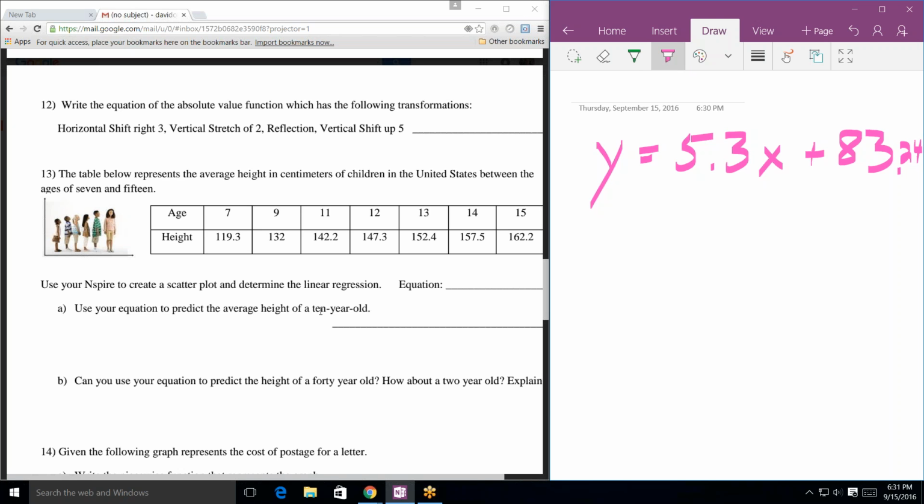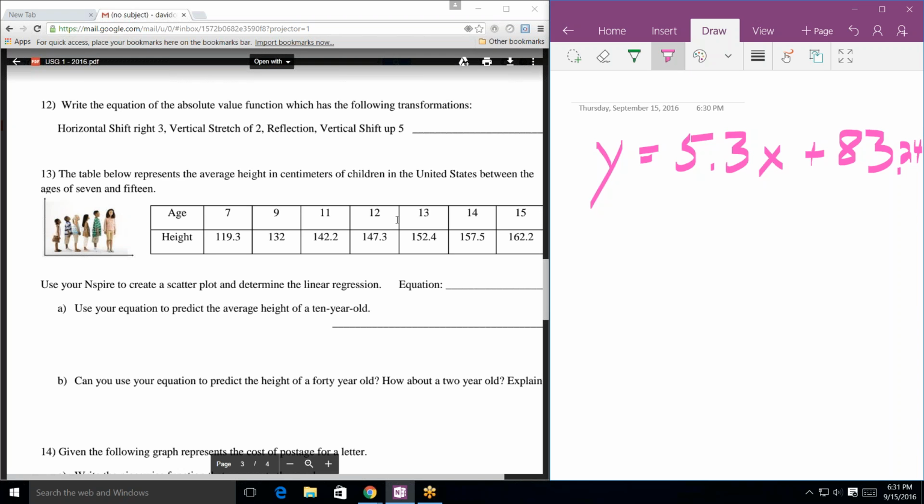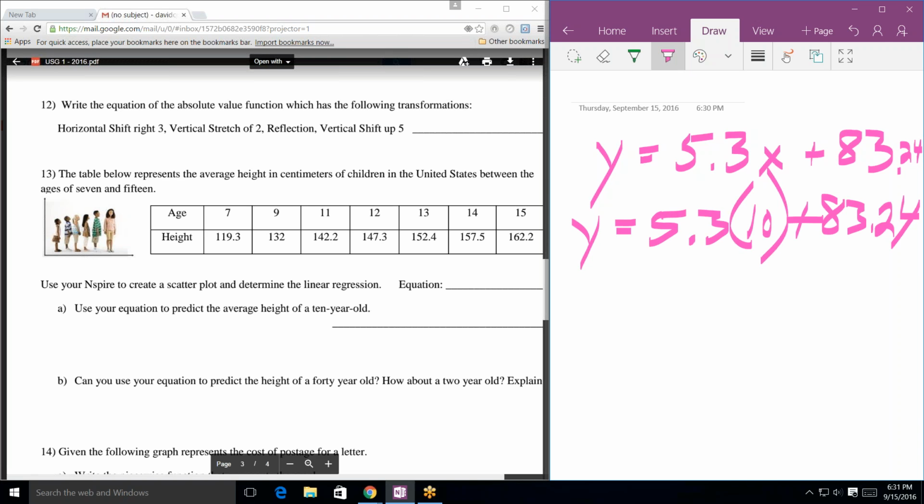You'd use your scatter plot and the line of best fit. No, you use this equation and x equals 10. In other words, remember what x is. X's are the ages, y's are the heights. So if I want to find the height of a 10-year-old, I would make y equal 5.3 times 10 plus 83.24. That's my height of a 10-year-old.